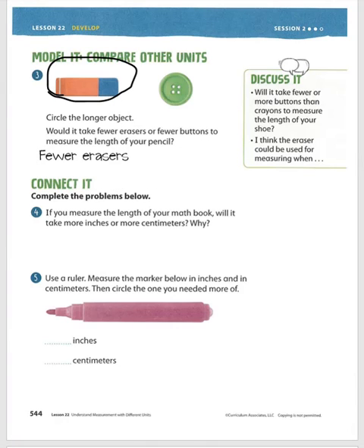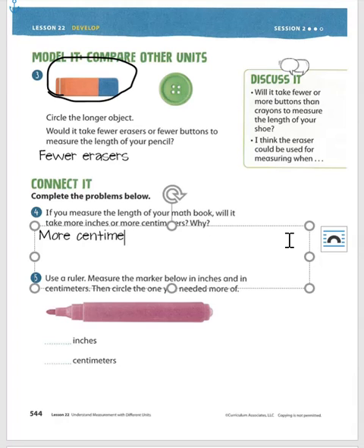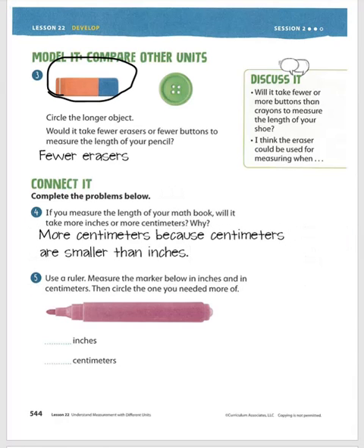If you measure the length of your math book, will it take more inches or more centimeters? Which will it take more of? More centimeters, why? Same thing as we've been talking about. Because centimeters, meters are smaller than inches. There you go, boom. All right. Use a ruler, measure the marker below in inches and in centimeters, then circle the one you need more of. How many inches is this?